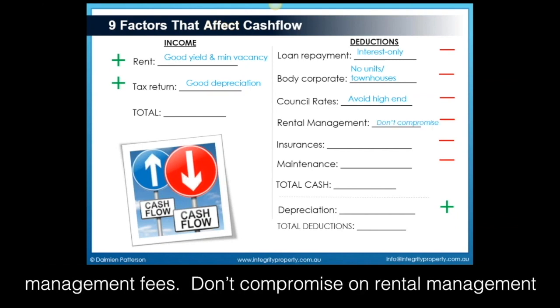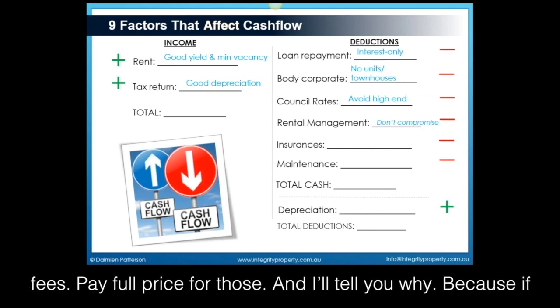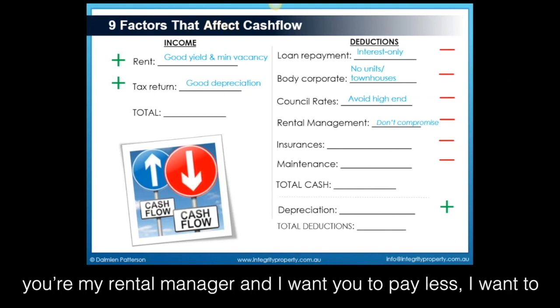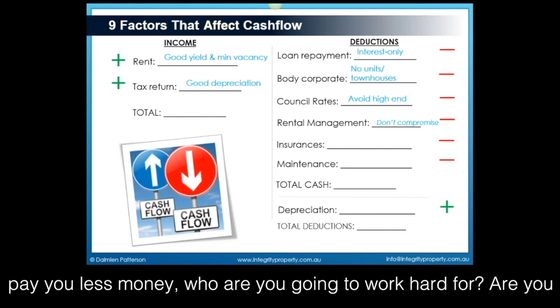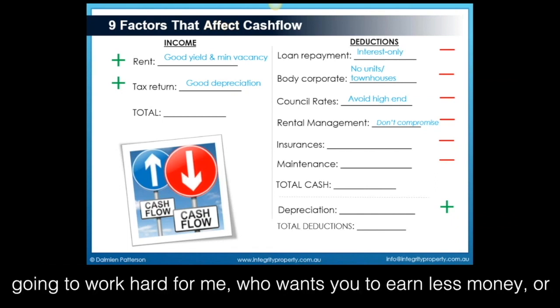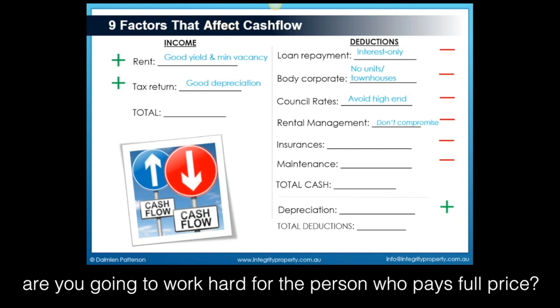Rental management fees. Don't compromise on rental management fees. Pay full price for those, and I'll tell you why. Because if you're my rental manager and I want you to pay less, right? I want to pay you less money. Who are you going to work hard for? You're going to work hard for me who wants you to earn less money, or you're going to work hard for the person who pays full price?